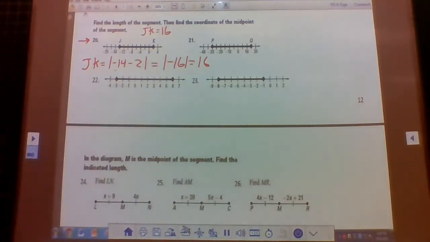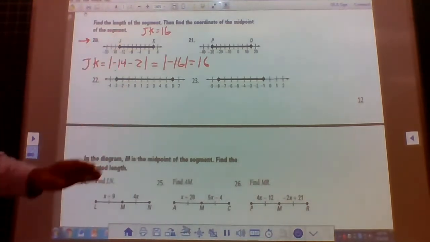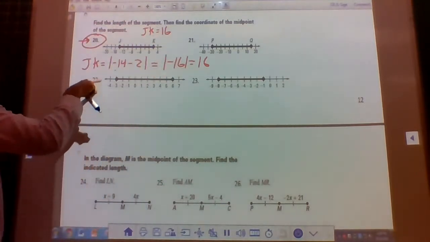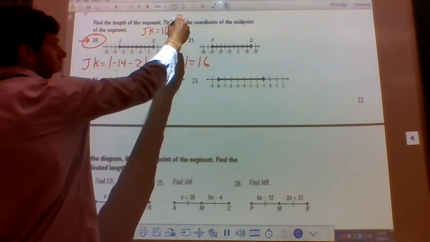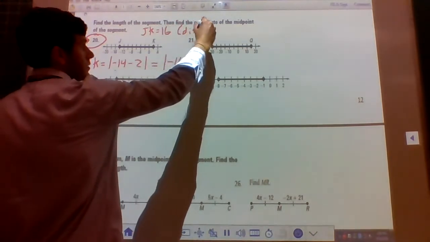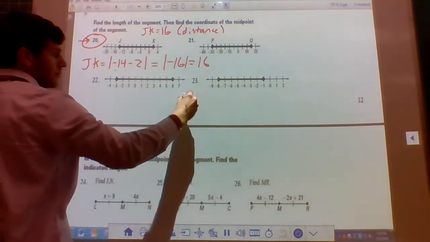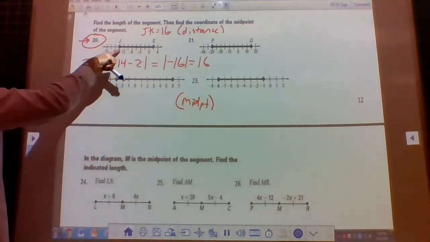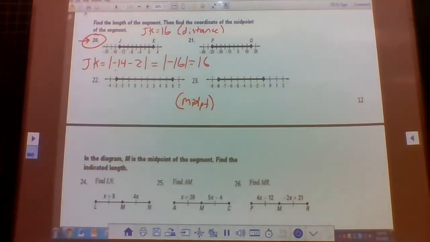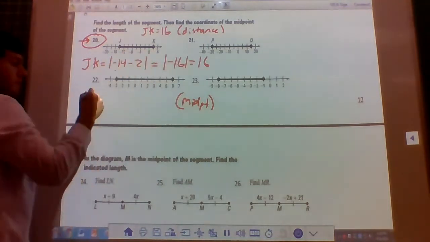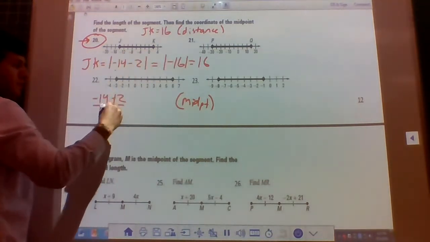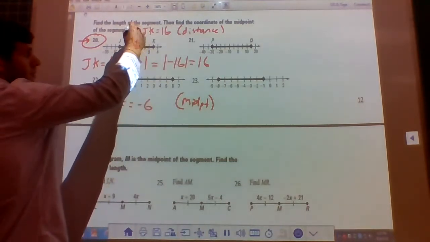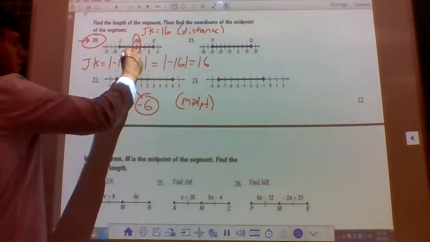The other question here is asking for the midpoint. So we're doing 20 right now. I'm going to do it down here though. Okay, so this is the distance. Now we need to do the midpoint. Okay. So midpoint is average. So we're just taking the average of the 2 points. Our 2 endpoints are negative 14 and 2. So negative 14 plus 2 divided by 2. And that's going to be negative 6. So our midpoint M is negative 6.